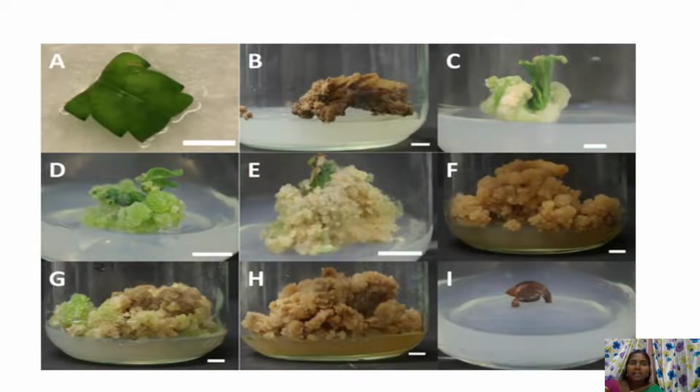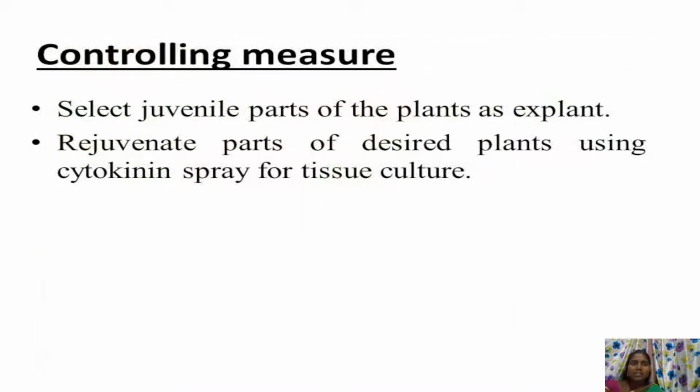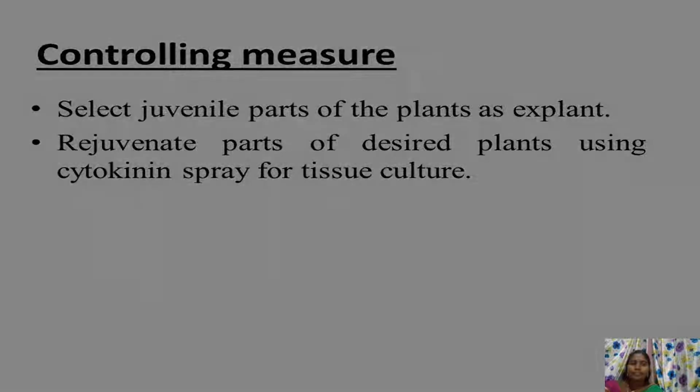It is an explant, and it is the undifferentiated mass of cells where shoot induction occurs. Again, the shoot induction in a large amount, and this is again the callus picture. And recalcitrance can be overcome by using juvenile parts of the plants as explants and rejuvenating the parts of desired plants using cytokinin spray for tissue culture.